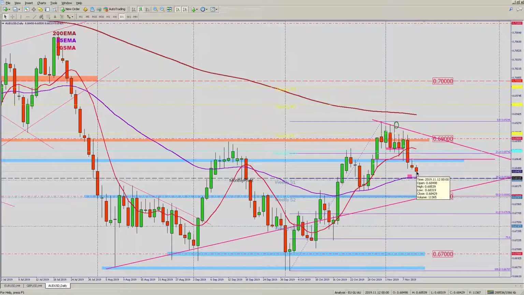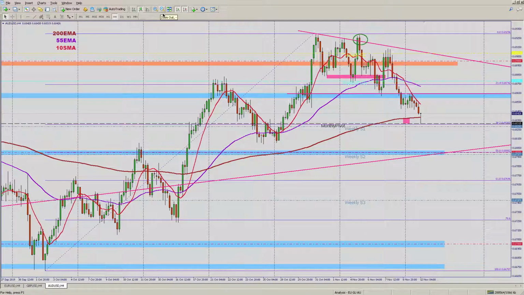So it hit a low of 0.6832, just a couple of pips above the 38 fib retracement level. So it has retraced rather quickly all the way back down to the monthly pivot. The new weekly pivot for the Aussie dollar this week is at 0.6878, so it's already well below that. Switch to the 4-hour time frame.